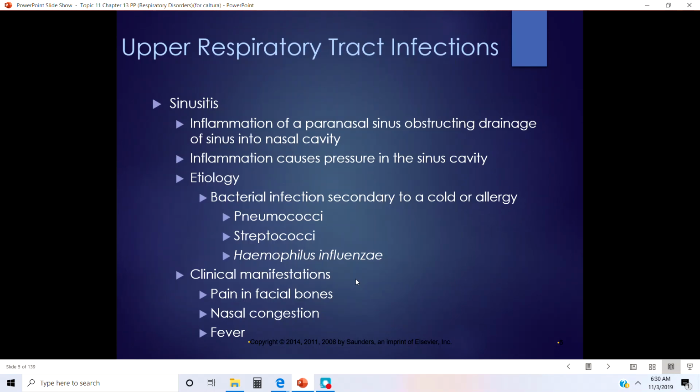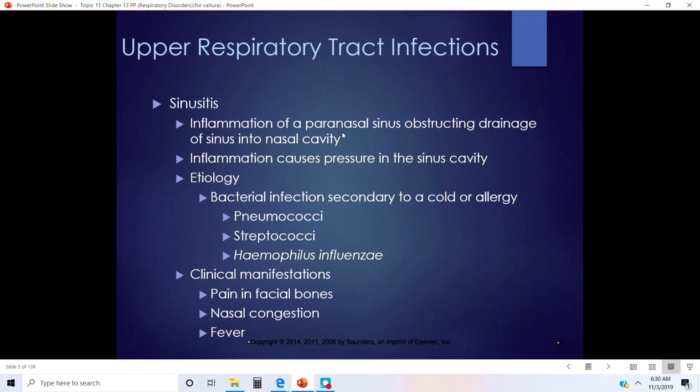Okay, so let's take a look at sinusitis. Remember the three or four sinuses. The frontal sinus is above the nasal cavity. The sphenoid sinus is behind and superior to the nasal cavity. The maxillary sinuses, they're in the upper jaw. Those are below the nasal cavity. And then we also have the ethmoid sinuses. Those are just on the side walls of the nasal cavity.